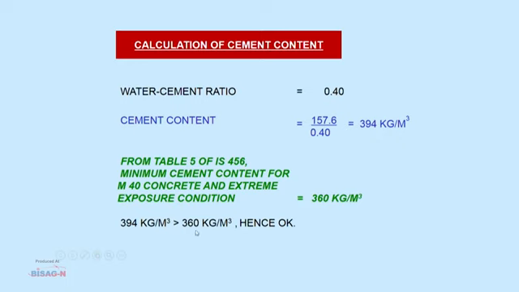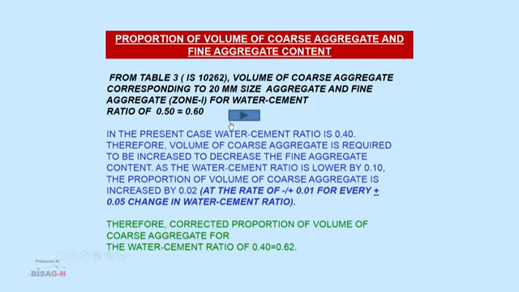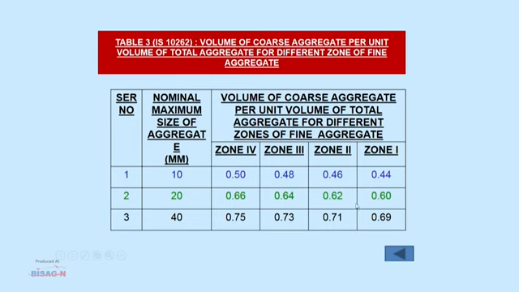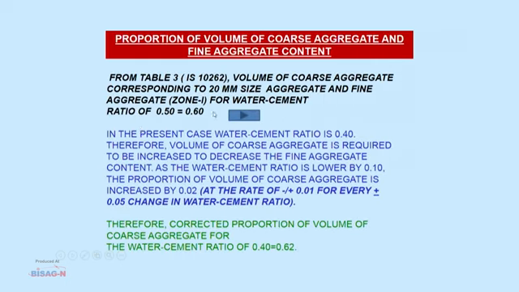For coarse aggregate calculation, a table has been given in IS 10262. It says that for zone 1 grading of fine aggregate, the volume of coarse aggregate is 0.6. This 0.6 ratio is given for water cement ratio 0.5, but in the present example we have taken the water cement ratio as 0.4. We have to carry out a correction on the volume of coarse aggregate. So, the volume of coarse aggregate is to be increased to decrease the fine content.